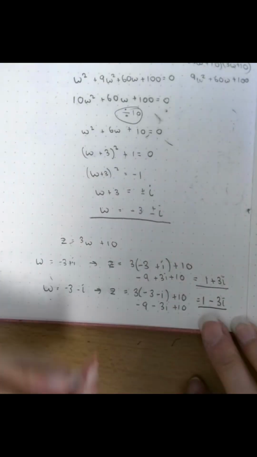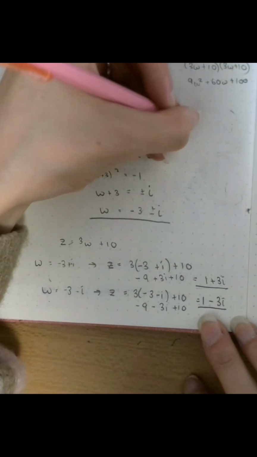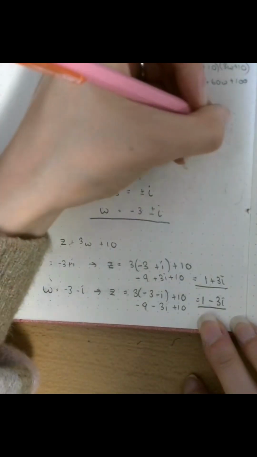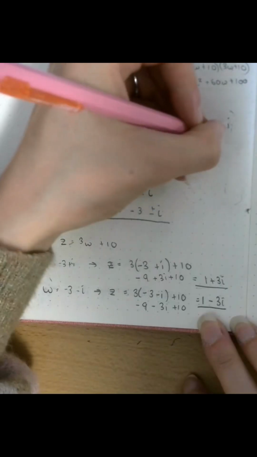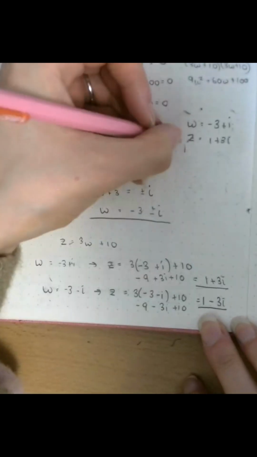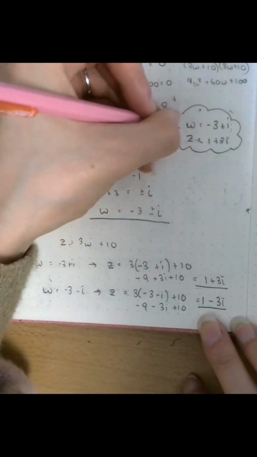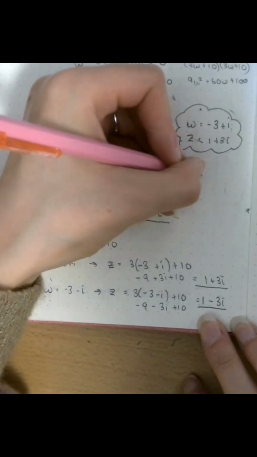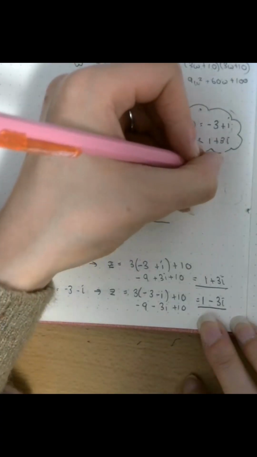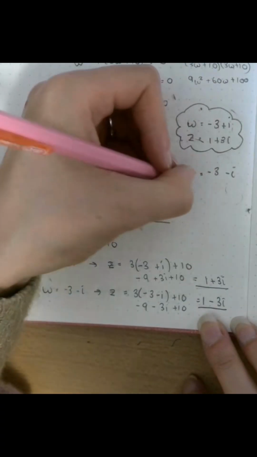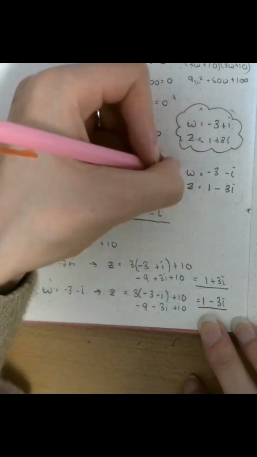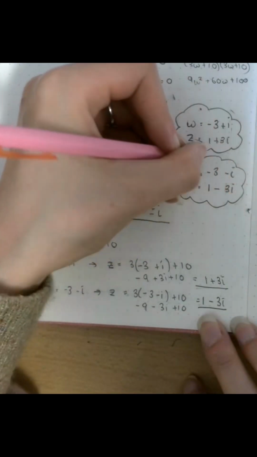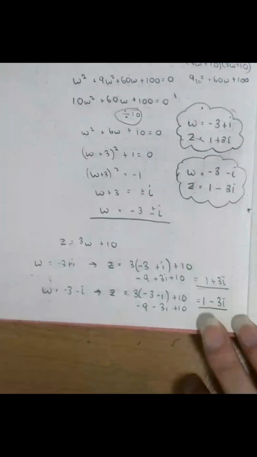So there are two solutions for z. So let's just write that out. So when w is minus 3 plus i, z is 1 plus 3i. And then the second solution, when w is minus 3 minus i, z is 1 minus 3i. And they are our two solutions to our simultaneous equation.